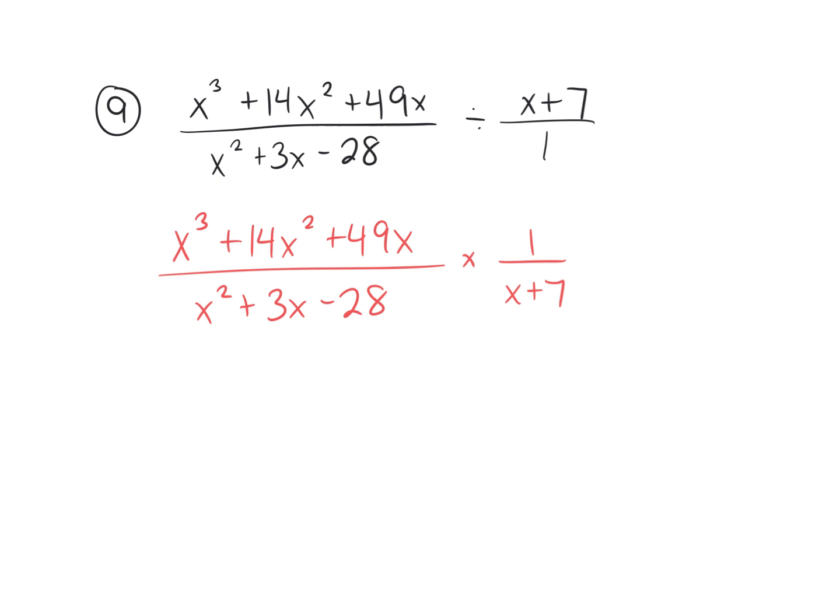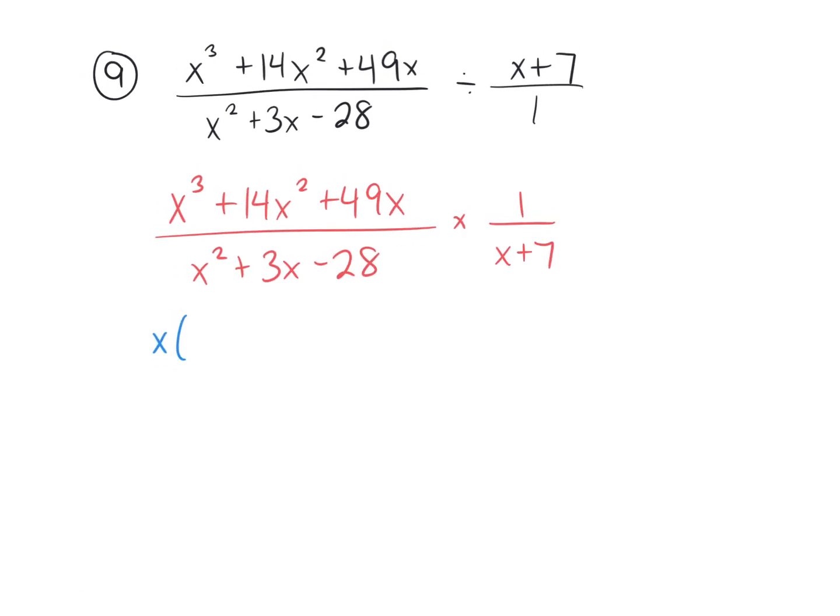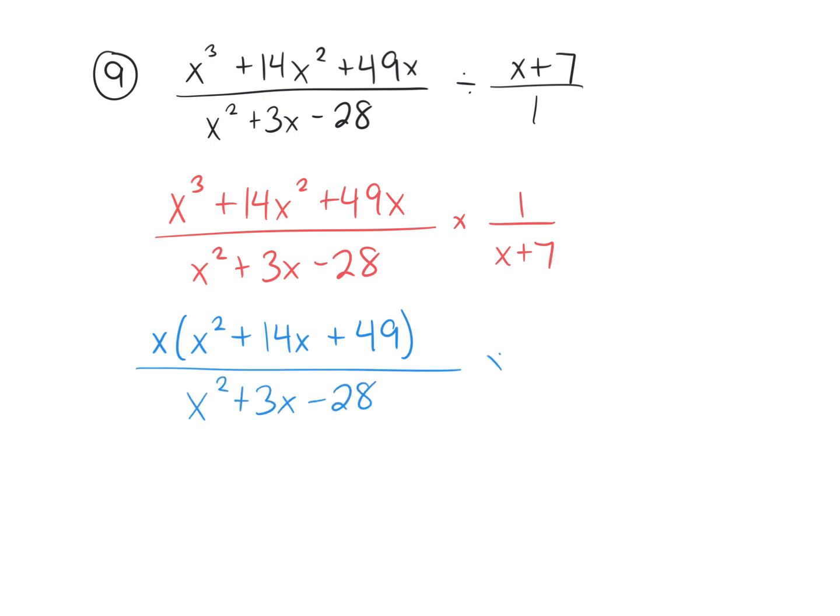Okay. I want to help you get started with simplifying this first one. What do you notice about that first one? Sergio kind of already said it. It has an x cubed. Whenever it has x cubed, think, do they all have something in common? Yes. What? X. So take an x out. What do I have left? X squared plus 14x plus 49. Okay. And then rewrite everything else that you have. Now go ahead and simplify.